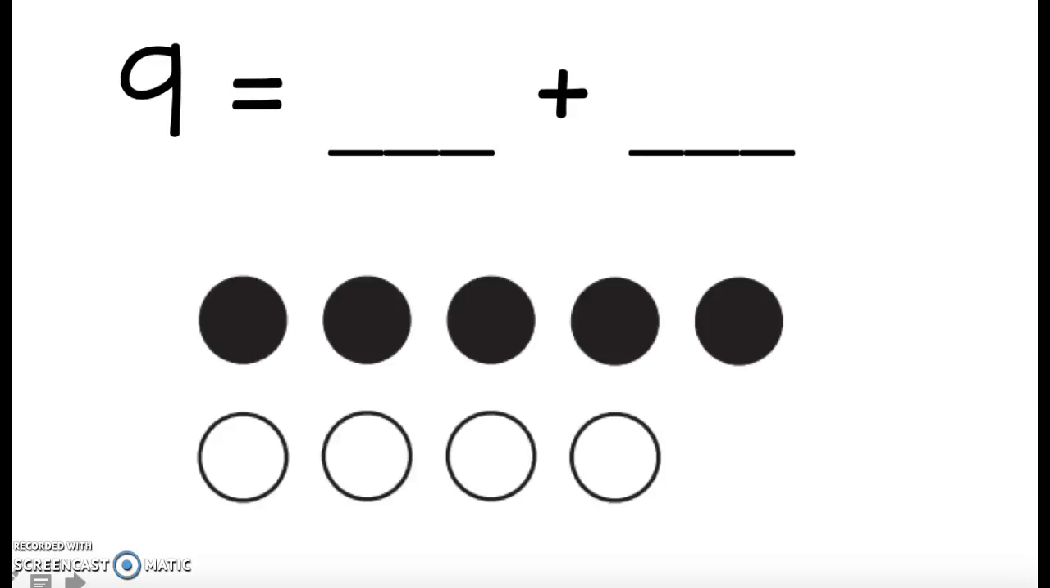Look at the 5 group dot picture. How can you use these dots to help you fill in the equation? I want you to use the dots now to finish the number sentence.